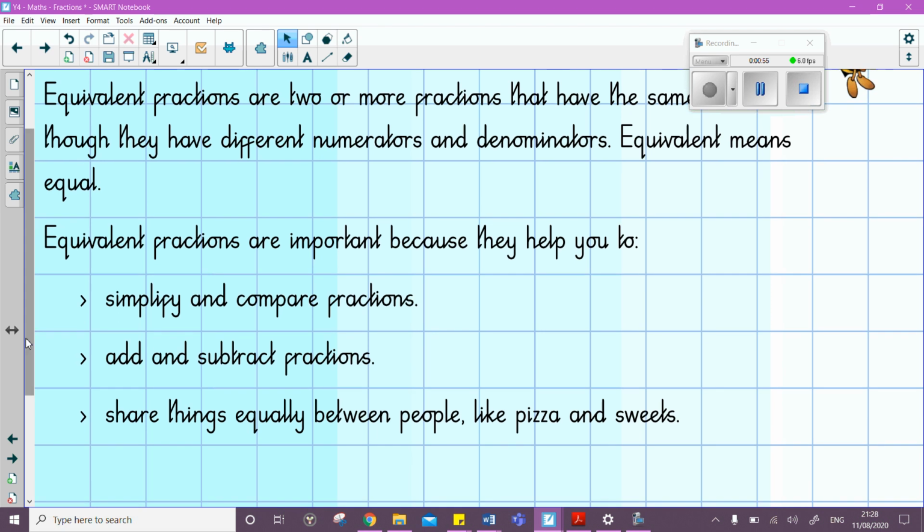And equivalent fractions are very, very important, especially as we get into Year 4, Year 5 and Year 6. And this is because they help us to simplify and compare fractions and also to order them. They help us when we are adding and subtracting fractions. And they also help us to share things equally between people. So it might be when you're sharing pizza, when you're sharing sweets, when you're sharing chocolate buttons, for example. And all of those things involve us being able to find equivalent fractions confidently.